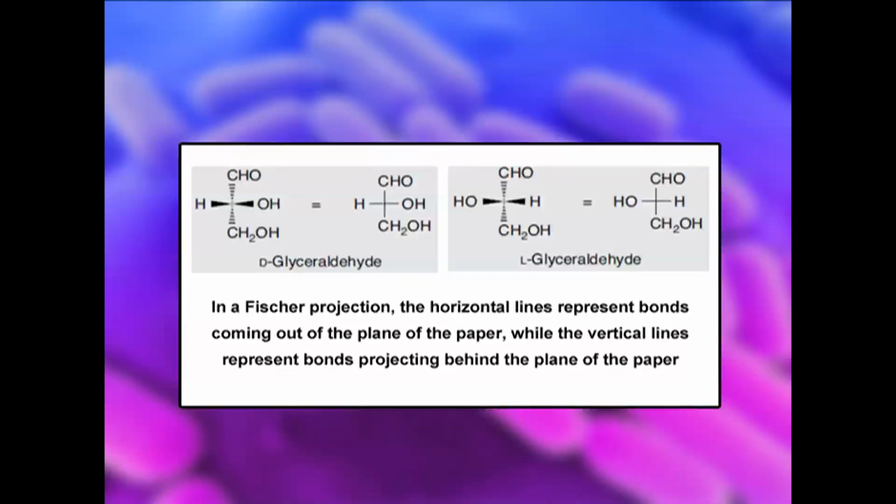The isomer of glyceraldehyde that rotates plane polarized light to the right is called dextrorotatory, or small d, and was labeled as capital D, while the isomer that rotates plane polarized light to the left, small l or levorotatory, was designated as capital L.